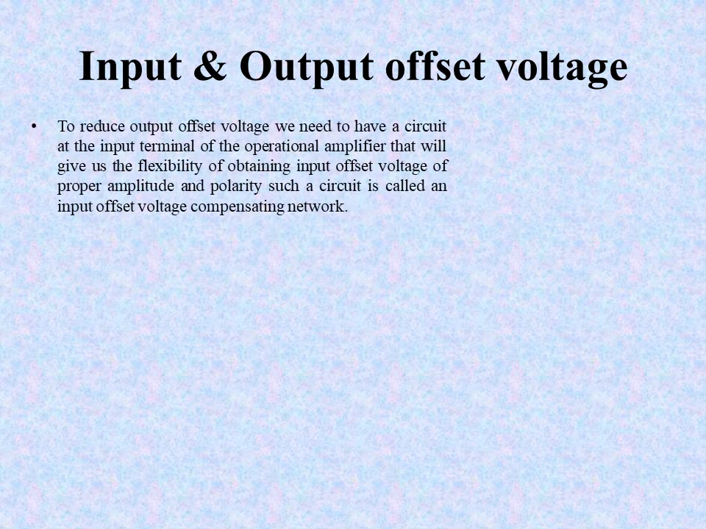So to reduce output offset voltage, we need to have a circuit at the input terminal of the operational amplifier that gives us the flexibility of obtaining input offset voltage of proper amplitude and polarity, and such a circuit is called an input offset voltage compensating network.